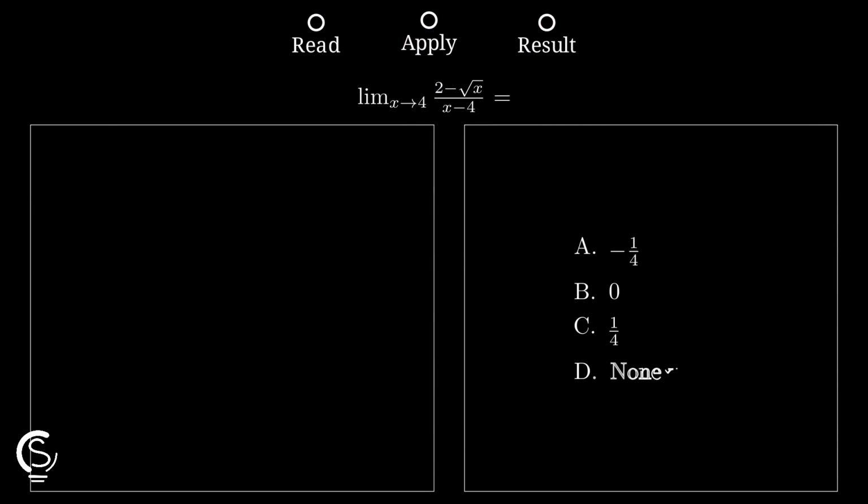Start by checking direct substitution. If x goes to 4, the numerator becomes 2 minus 2, and the denominator becomes 4 minus 4, so we get the indeterminate form 0 over 0. So we should rationalize the numerator.